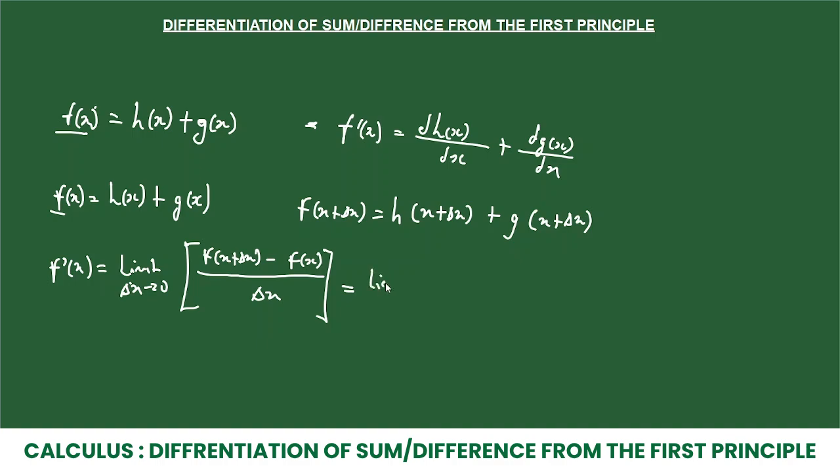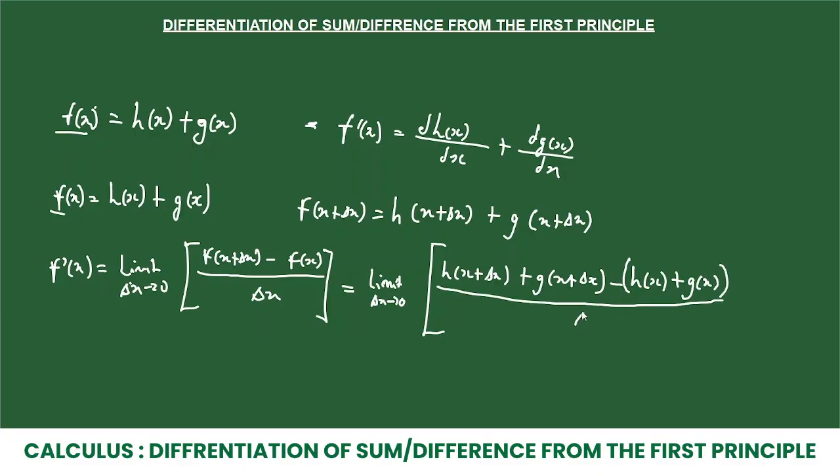So let's substitute this into the first principle. We are going to have this as the limit as change in x approaches 0. So f of x plus change in x is giving us h of x plus change in x plus g of x plus change in x, minus f of x, and our f of x is giving us h of x plus g of x, so minus h of x plus g of x, all over change in x.